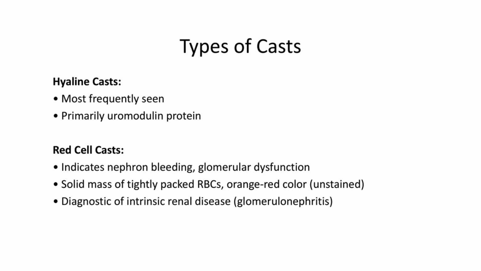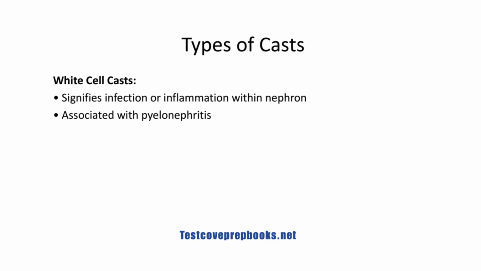Hyaline casts are the most frequently seen and are composed primarily of uromodulin protein. Red cell casts indicate bleeding from the nephron and glomerular dysfunction. They appear as tightly packed red blood cells with an orange-red color in unstained sediment, and they are diagnostic of intrinsic renal disease such as glomerulonephritis. White cell casts signify infection or inflammation within the nephron and are typically associated with pyelonephritis.